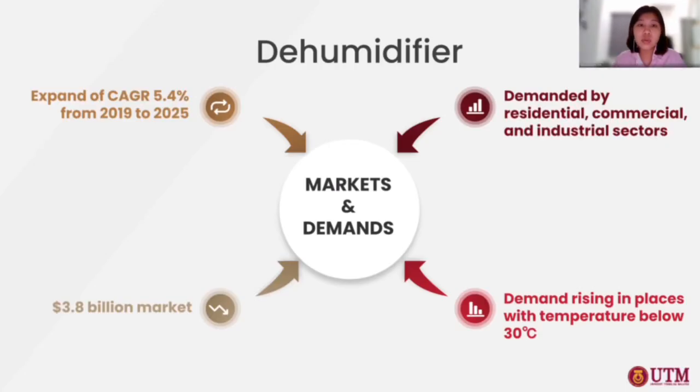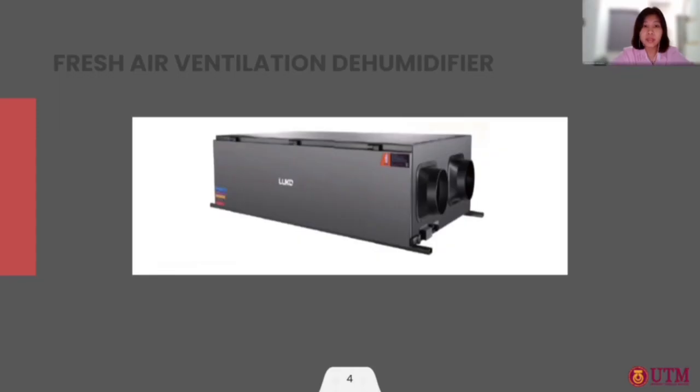From 2019 to 2025, the dehumidifier market is anticipated to expand at a CAGR of 5.4%, reaching $3.8 billion, and it is believed that the environment's humidity in Malaysia might cause a variety of health issues for the people. So, dehumidifiers are frequently utilized in the residential, commercial, and industrial sectors in Malaysia. In addition, the demand for dehumidifiers is rising in places with temperatures below 30 degrees Celsius. From the market research, we finally decided to produce a fresh air ventilation dehumidifier for house use.